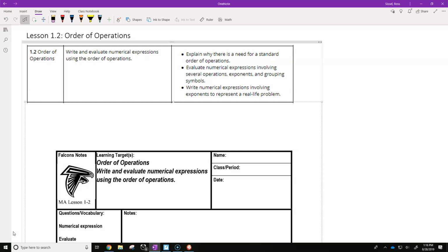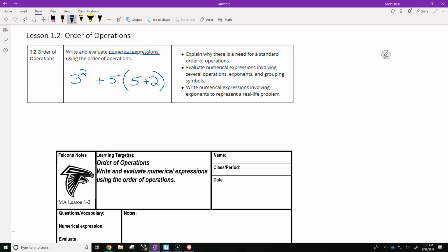Our goal today is to write and evaluate numerical expressions using the order of operations. We talked about last class that I really want to make sure you understand what that means. So, today, mainly, if I give you something like this, I'm going to call it a numerical expression. This is a numerical expression.